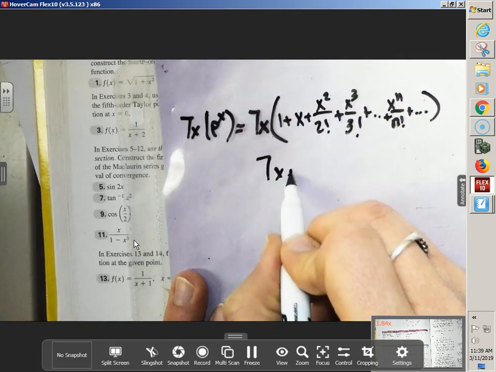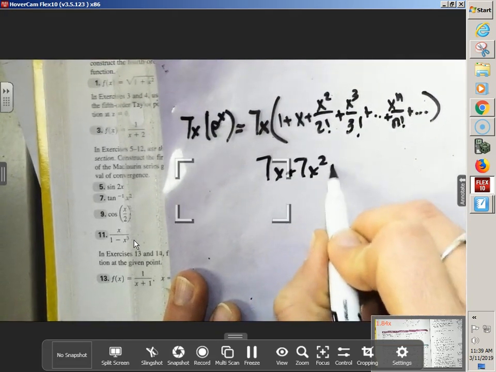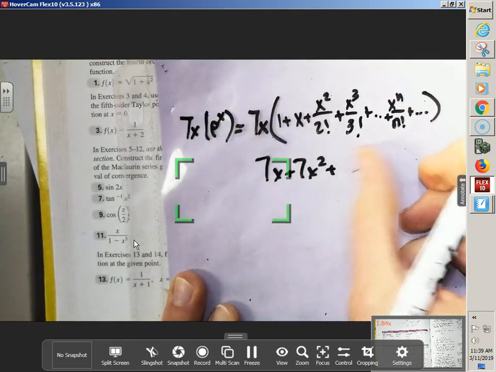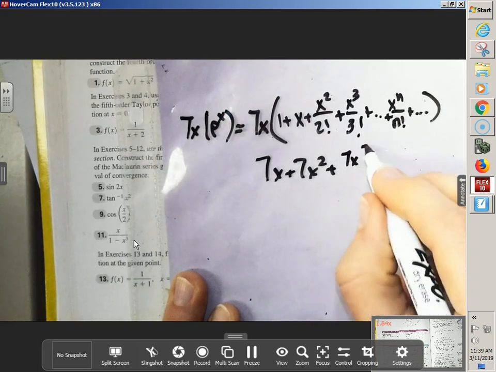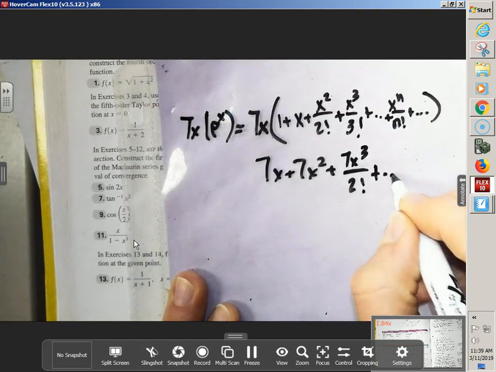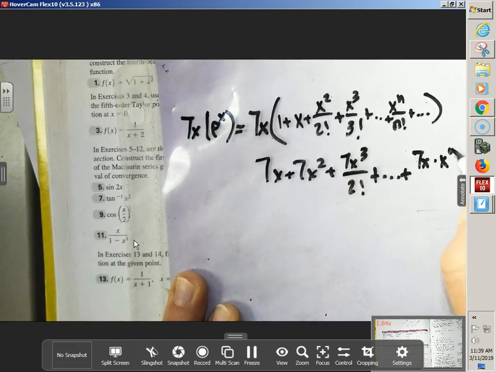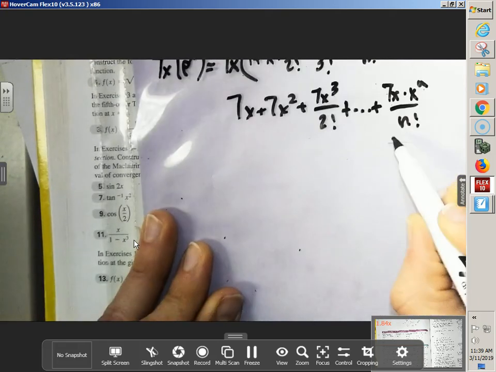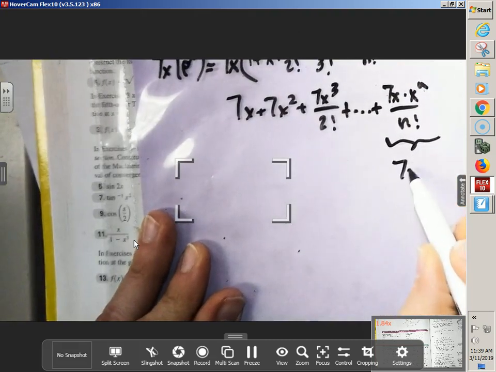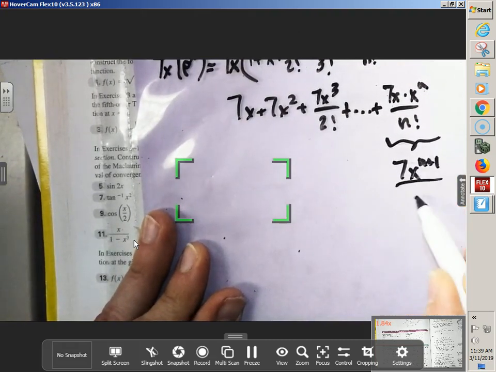Yeah, so it'd be 7x plus 7x squared. I'm just going to do dot, dot, dot. Well, hold on, I want a factorial. Sorry. 7x cubed over 2 factorial. So then that'd be 7x times x to the n over n factorial. And now I can just do it as 7x to the n plus 1 over n factorial.